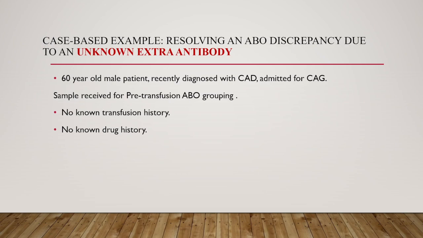Now we will be moving on to another case-based example for resolving ABO discrepancy due to an unknown extra antibody. Here we have a 60-year-old male patient recently diagnosed with coronary artery disease, and the patient has been admitted to undergo coronary angiography. The sample was received for pre-transfusion ABO grouping. On obtaining history, there was no history of any PRC transfusion, and there is no known drug history also.